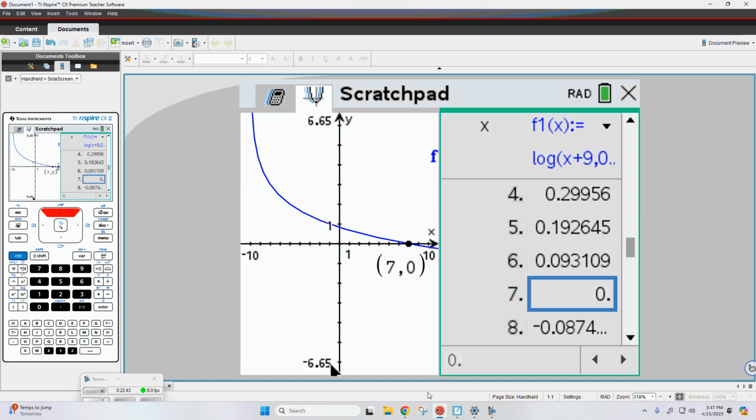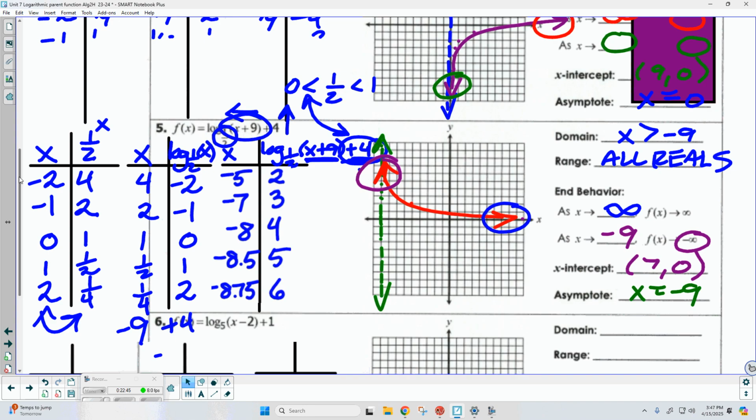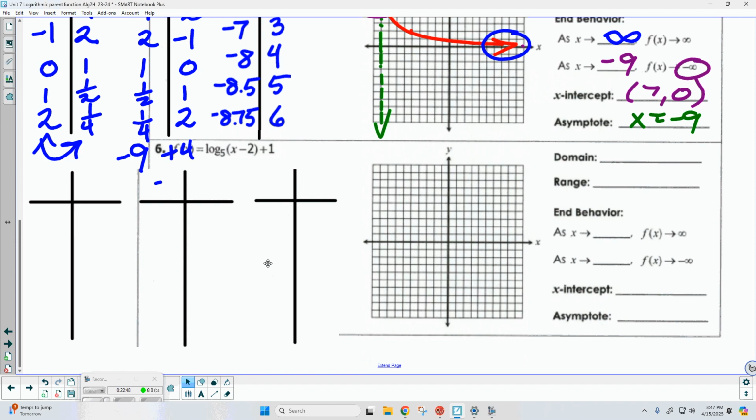Now, I will go ahead and throw this out there. I did say this was going to be our last problem. Do we want to go ahead and at least look at the tables for number 6? Do we want to practice that? You want to save this last one for tomorrow? Okay, then we are done.